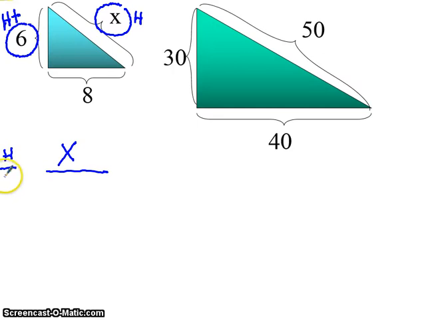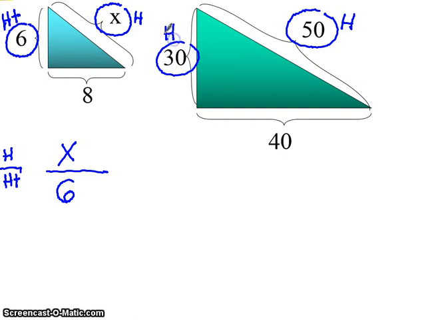So I'm relating my hypotenuse to my height. I'm just abbreviating so that I remember. So on the smaller triangle, it'd be x for the hypotenuse, 6 for the height. So x over 6. Now I need to write a similar ratio here. Hypotenuse of 50 to a height of 30. And I want a hypotenuse to height ratio. So the hypotenuse is 50 to the height, which is 30.